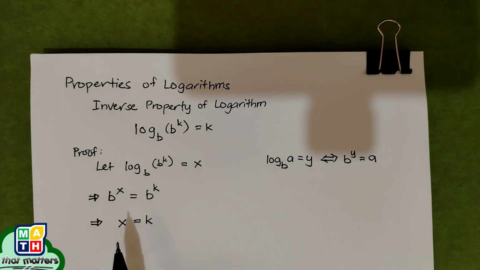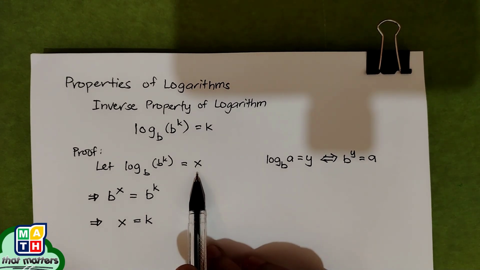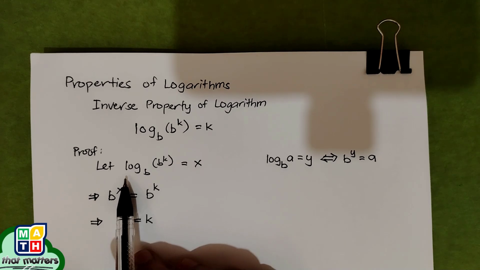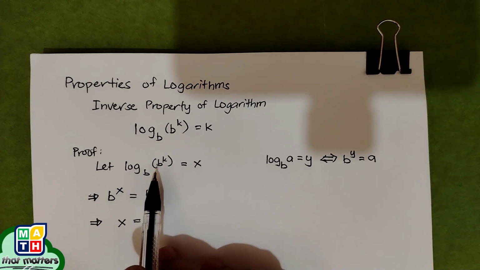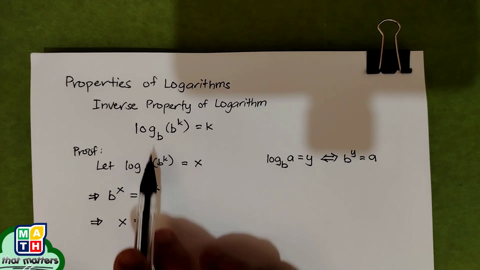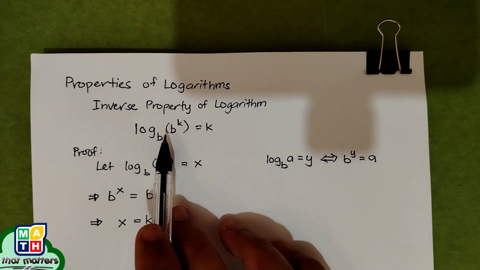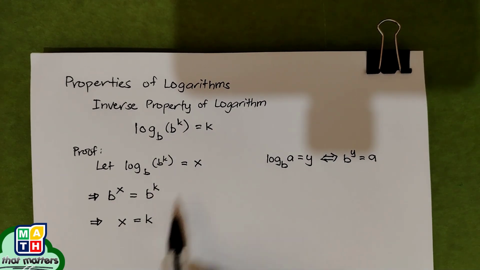So this time, we have shown that this x, being the value that we assumed for the logarithm of b to the power of k to the base b, the left-hand side of this rule, is just equal to k, which is the intended result of this property. So this proves this property of logarithm.